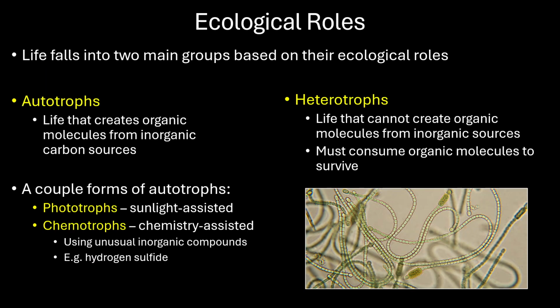And so let's talk a little bit about these things, right? We have life that falls into two main groups based on their ecological roles. We have autotrophs and heterotrophs. Autotrophs are living organisms that create organic molecules from inorganic carbon sources. Okay? So think about these like the photosynthesizers, that they take inorganic resources like carbon dioxide, right? Carbon dioxide is an inorganic molecule. Even though it contains carbon, it is an inorganic molecule.